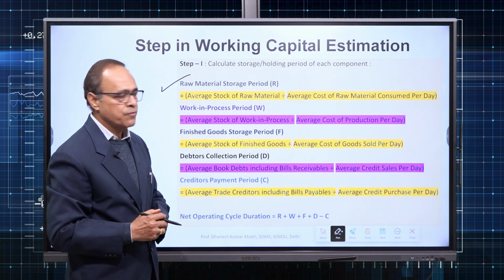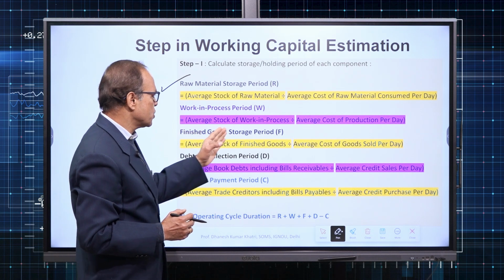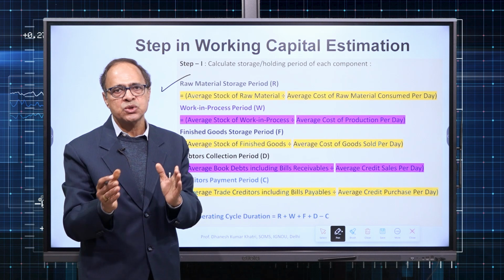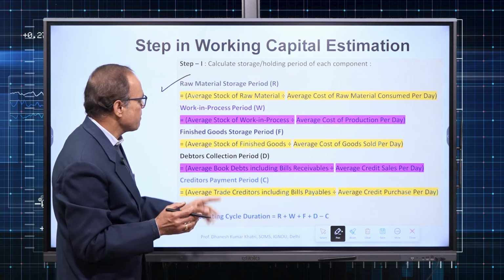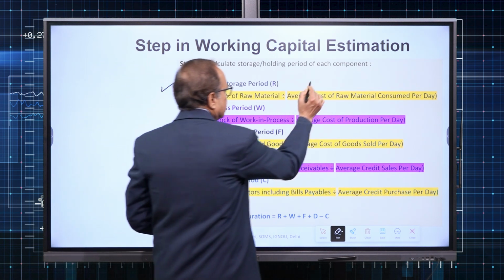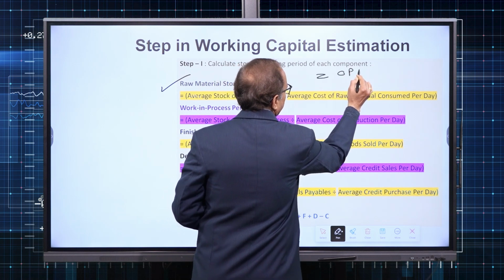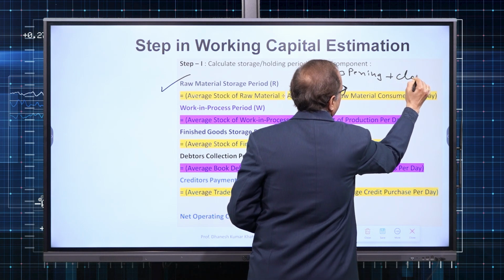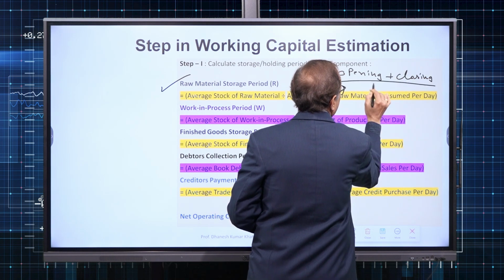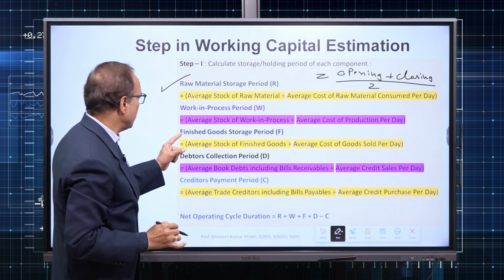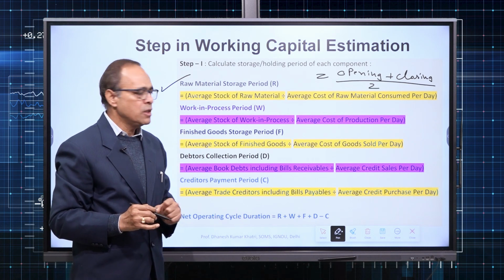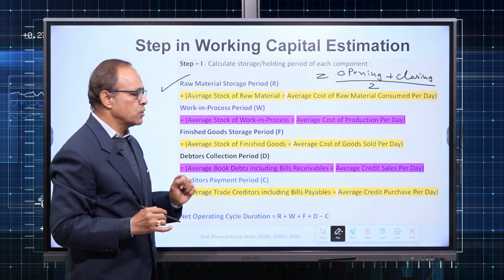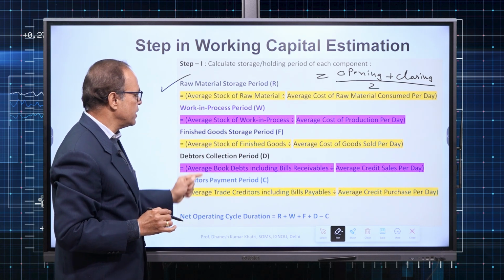WIP period, definitely average stock of WIP. Every company has opening stock of WIP and closing stock of WIP. So, in all the cases how is average coming? Average is simple: opening plus closing divided by 2. If you are talking about average stock of finished goods, so opening stock of finished goods plus closing stock of finished goods divided by 2. That is the way we can get every kind of average.